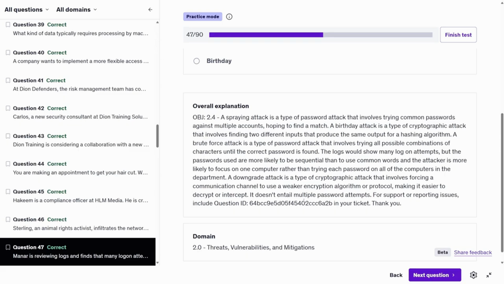A downgrade attack is a type of cryptographic attack that involves forcing a communication channel to use a weaker encryption algorithm or protocol, making it easier to decrypt or intercept.